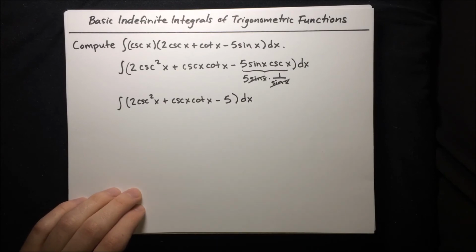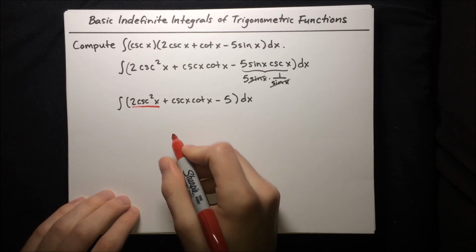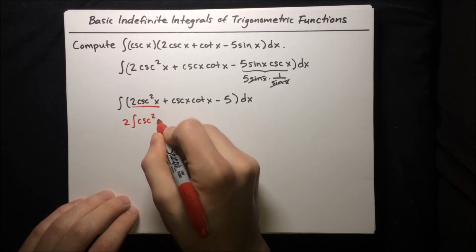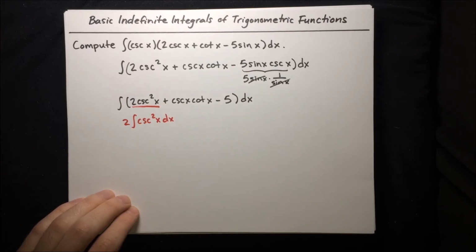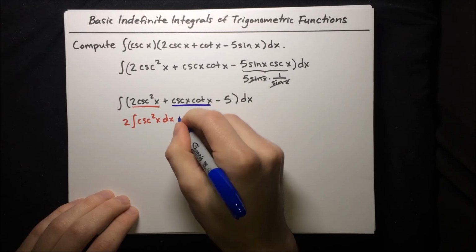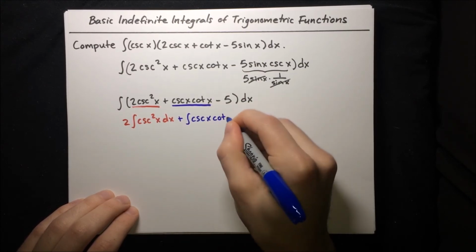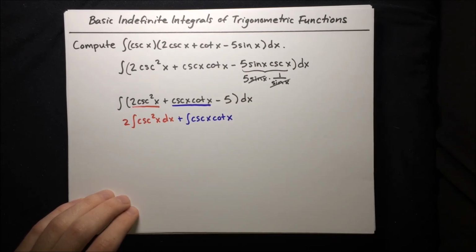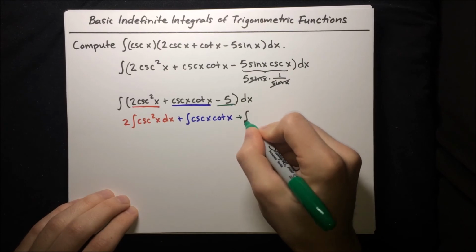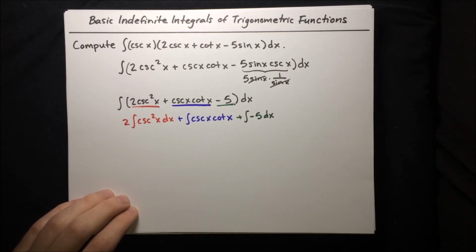So let's go ahead and split up this integral. First of all, we've got our cosecant squared term, so that goes to 2 integral of cosecant squared x dx, and then we've got our cosecant cotangent term, so plus integral of cosecant x cotangent x. And then lastly, we've got integral of negative 5 dx. Okay, so now let's just compute these.